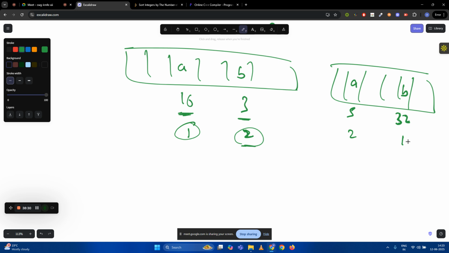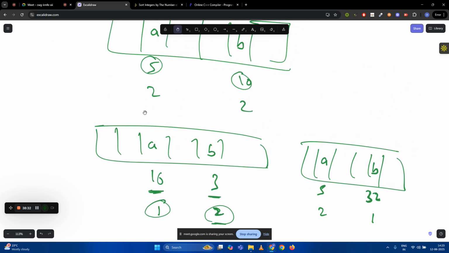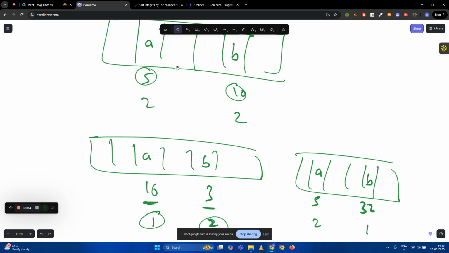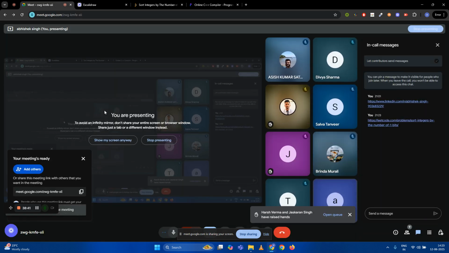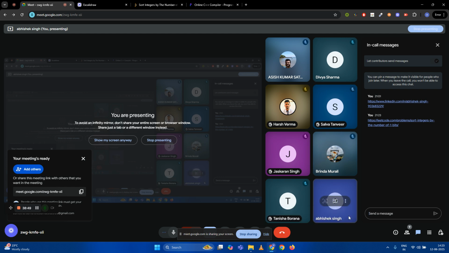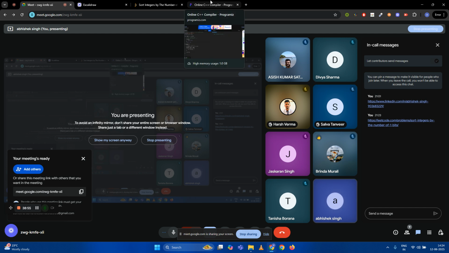How many of you got the point of swapping and not swapping? Tell me this first. Everyone is clear with this, right? Swapping and not swapping. Anyone having any doubts? Ashish, Divya, Tanisha, Brinda, what about you? Clear, right? Great. Ashish, you also clear? Okay.